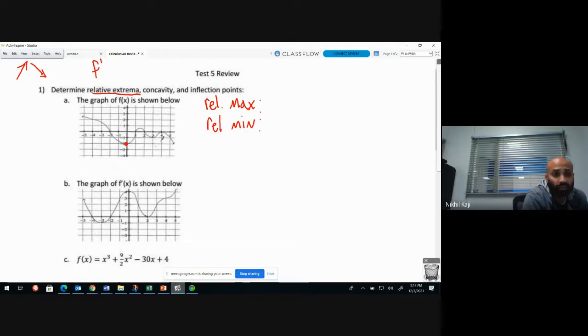So it makes it easier for us when we have the original graph, but be careful, make sure what graph we're looking at. So relative max would be at the top of the curve. So that's at x equals 1.5 and 4. Relative minimum is the bottom of the curve. So x equals 0 and 3.